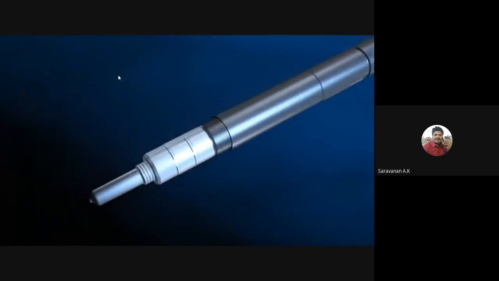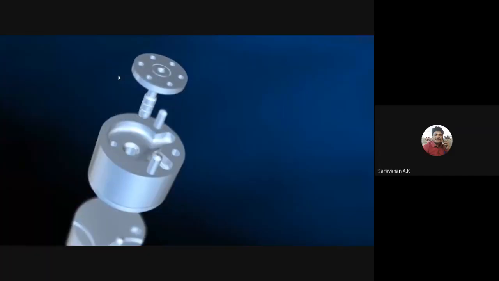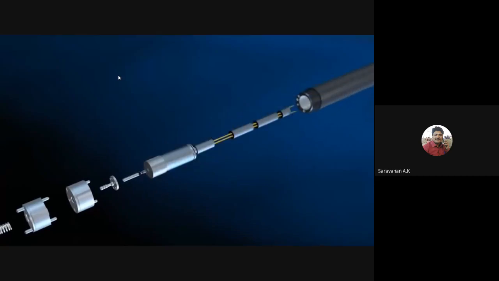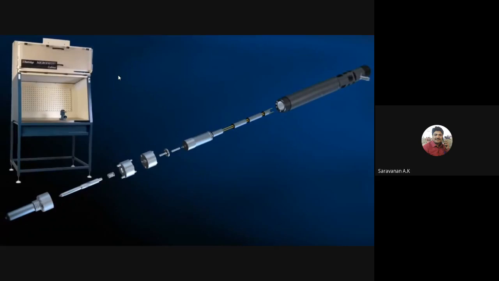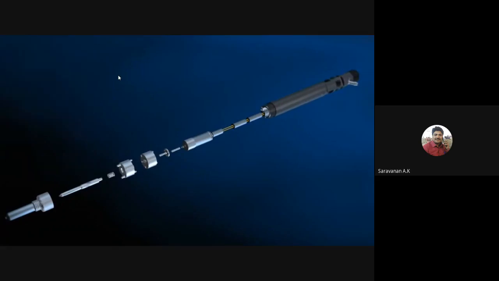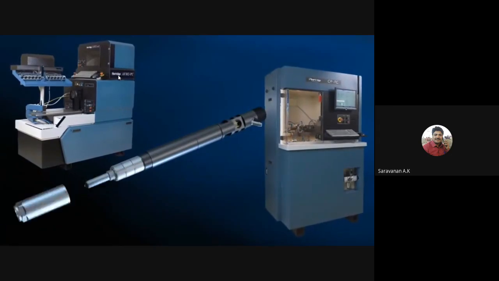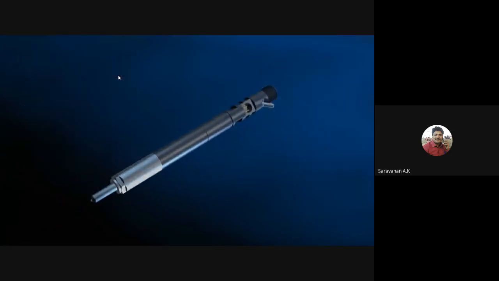In the fuel injector, what are the parts? One is the fuel disc, and the other is the solenoid valve. It is a solenoid valve. It receives the signals from the ECU unit, and it injects the fuel. It creates a path, right? It lifts the fuel nozzle and supplies the fuel. This is a fuel injector.